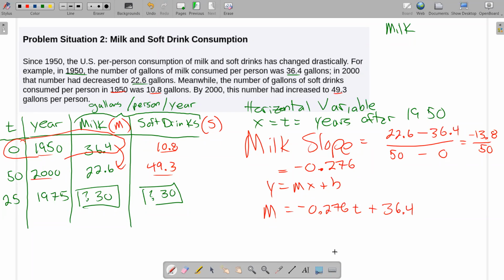So I want you to do a similar thing for the soft drinks. Calculate the change in soft drink consumption. You can see that one's going up. It should have a positive slope, whereas the milk had a negative slope. Figure out what that is and figure out what your equation is. S equals blank times T plus blank. So fill in the blanks there. I'm gonna pause my thing for a minute here.